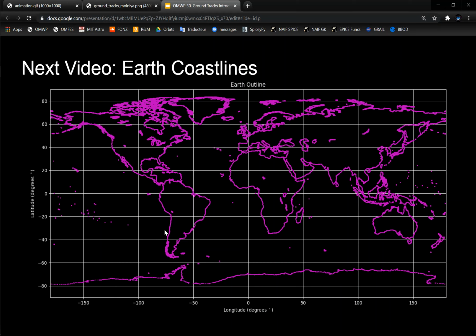In the next video, I'm going to go over how to start with plotting these Earth coastlines, so then you can be able to visualize the orbits you're making.